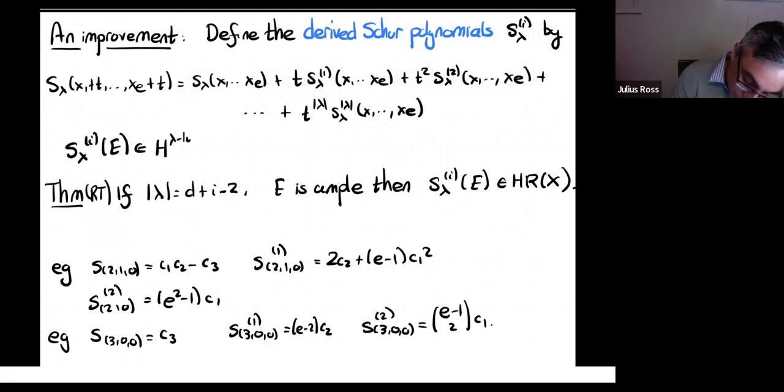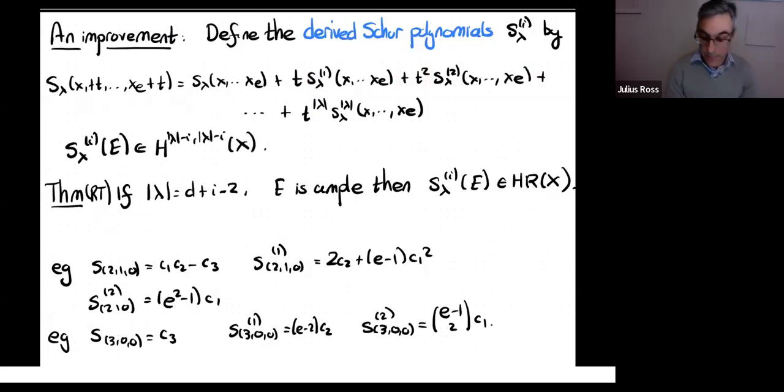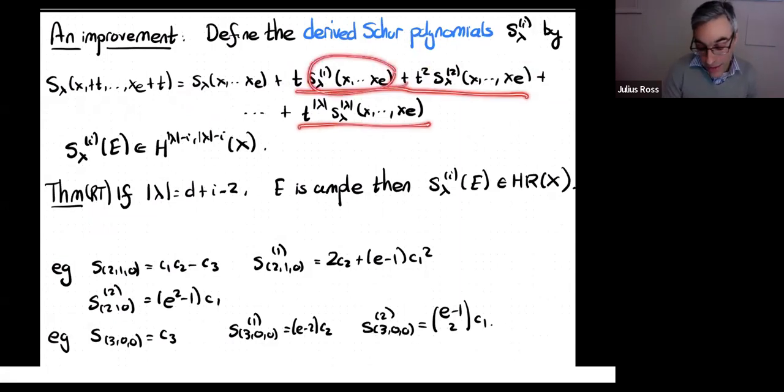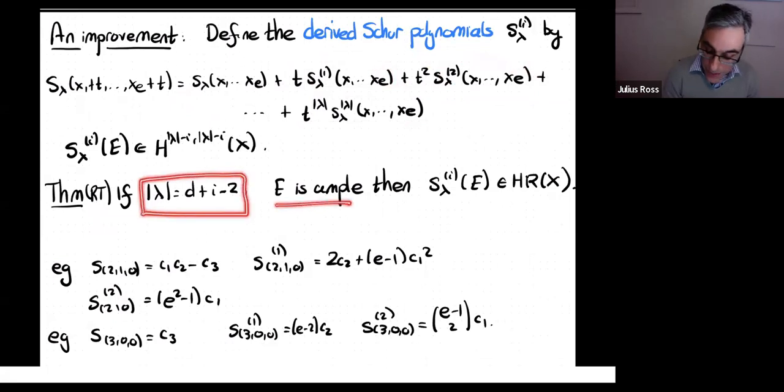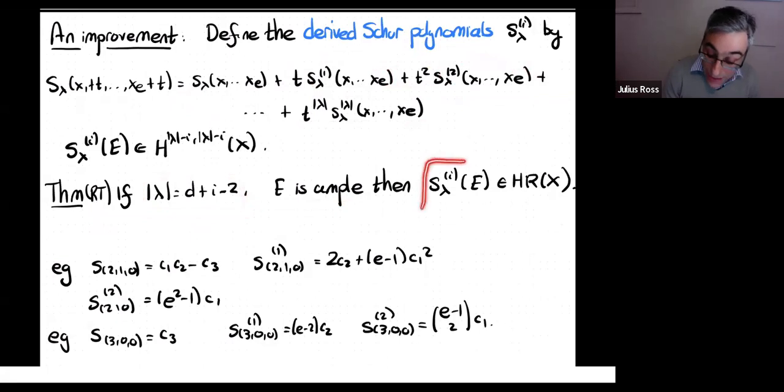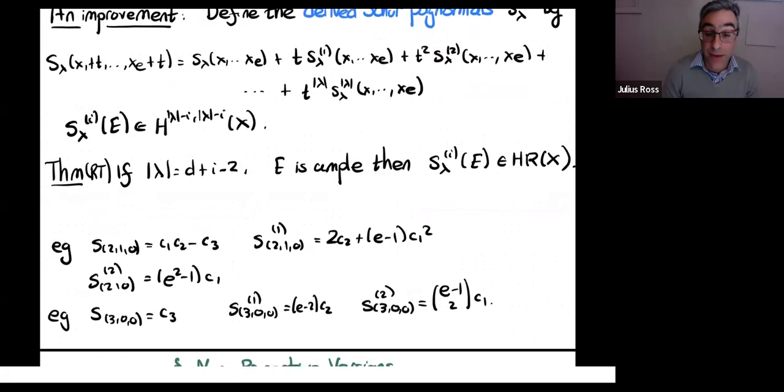is in a smaller cohomology class. As you go along this expansion, the degree of the polynomials gets smaller. Okay, and so then again, the theorem is pretty much the same. If I allow myself a larger partition, and again an ample vector bundle, then this derived Schur polynomial, or derived Schur class of E, also has the Hodge-Riemann property.